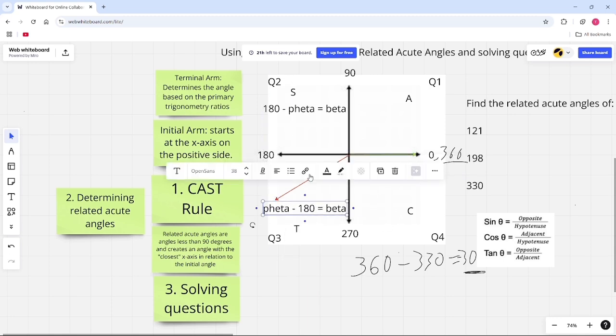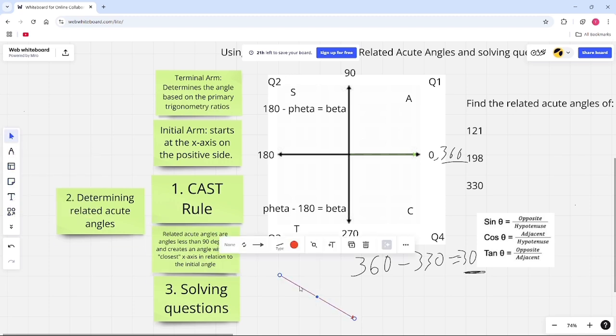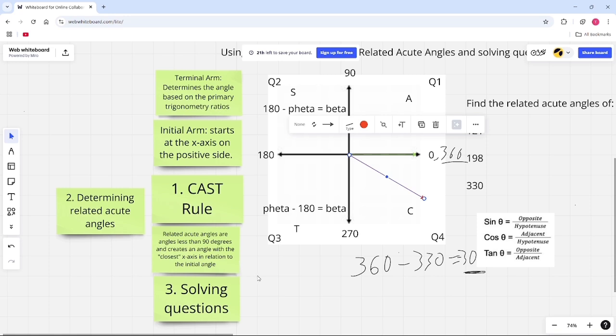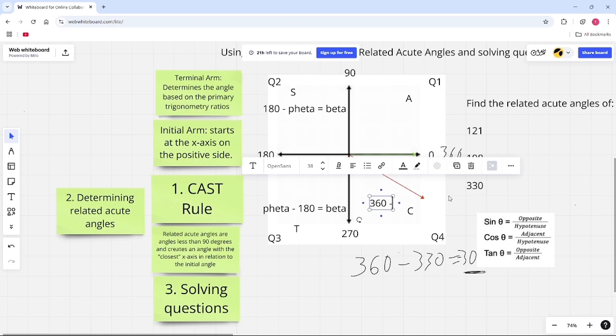And then if your terminal arm is in quadrant 4, you simply do 360 minus theta is equal to beta. Now, using the CAST rule, it doesn't really matter if it's sine theta or cos theta or tan theta. You'll simply follow these patterns to be able to find your related acute angle. However, your outputs would be negative or positive depending on the quadrant that the terminal arm is located in.